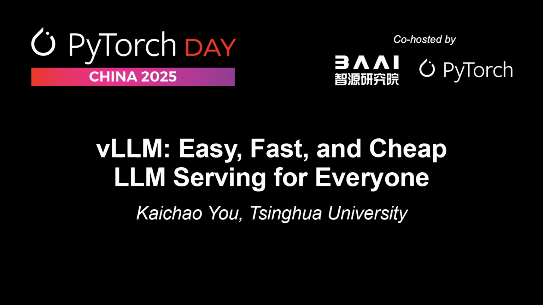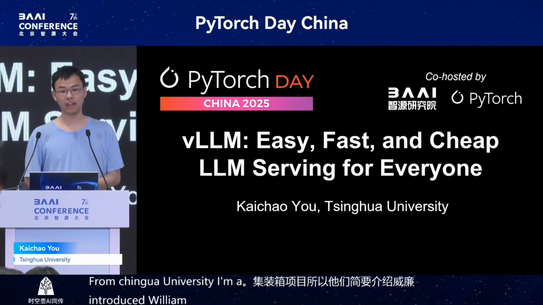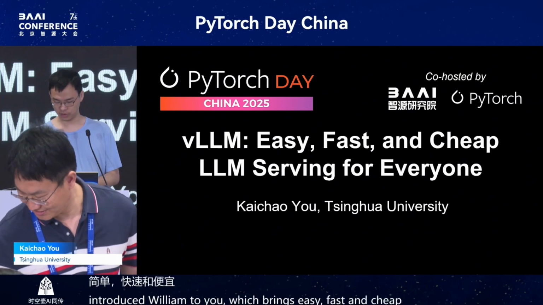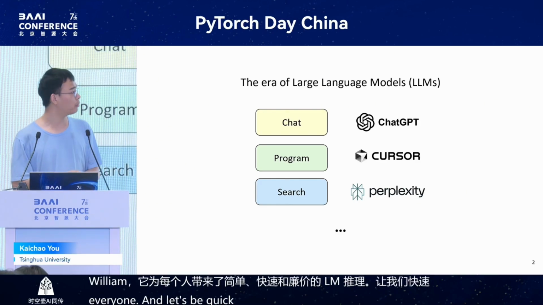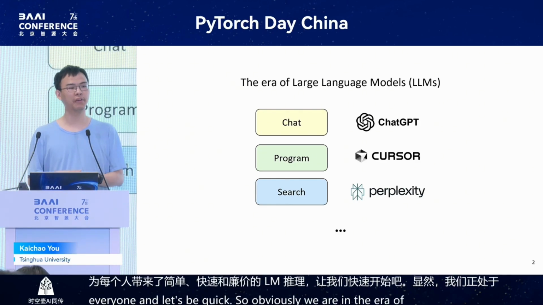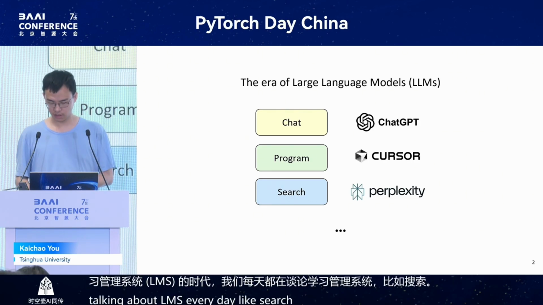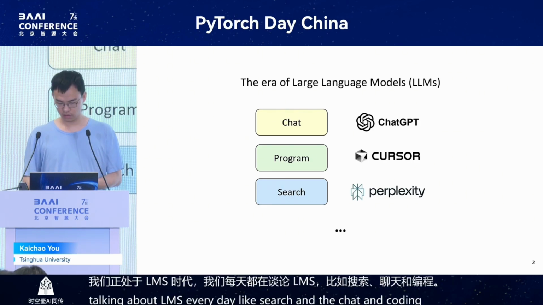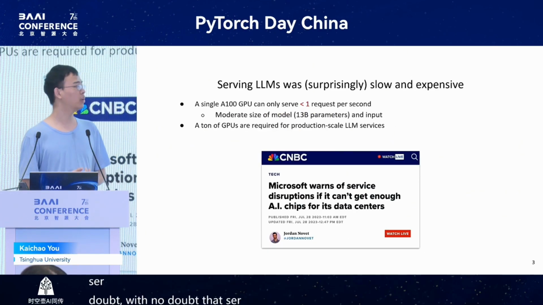So today I'll briefly introduce vLLM to you, which brings easy, fast, and cheap LLM inference to everyone. And let's be quick. So obviously we are in the era of LLMs, and we are talking about LLMs every day, like search and chat and coding. So with no doubt, serving LLMs is very slow and expensive.